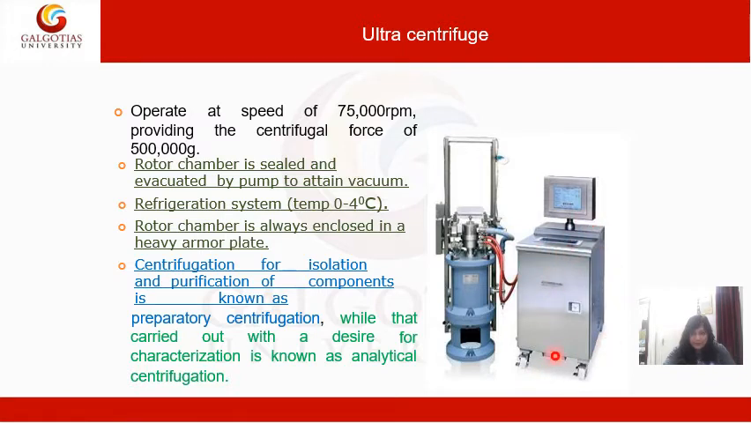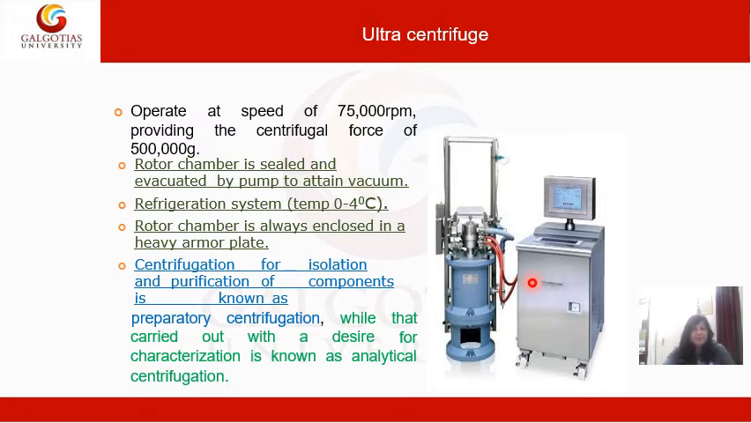You can see here, this is a heavy armor plate. It also has a hardware unit associated with a software system, and we can operate these centrifuges by inputting different RPM or RCF. Centrifugation for isolation and purification of components is known as preparative centrifugation, while that carried out for characterization is known as analytical centrifugation.